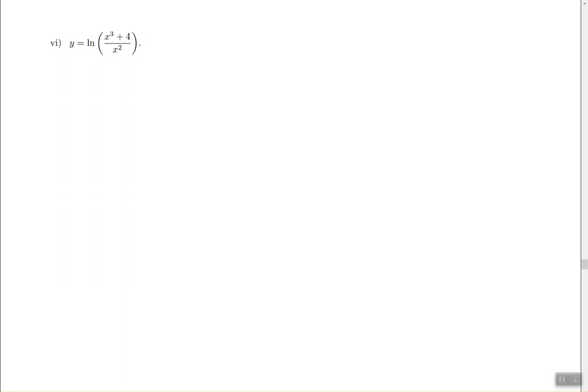Okay, the last problem in this section involves doing the derivative of ln of a massive (x cubed plus 4) divided by x squared fraction. So this is pretty ugly, but the rule is still going to be the same as usual. If you have ln of u and you want the derivative, then the rule is it's going to be a fraction with u on the denominator and the u prime in the numerator.